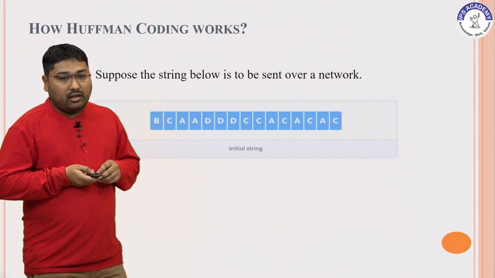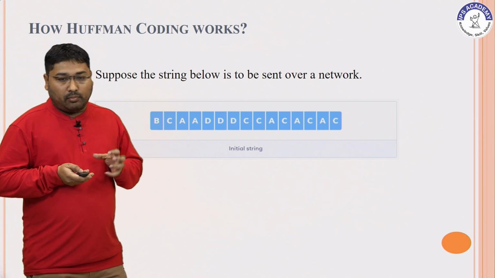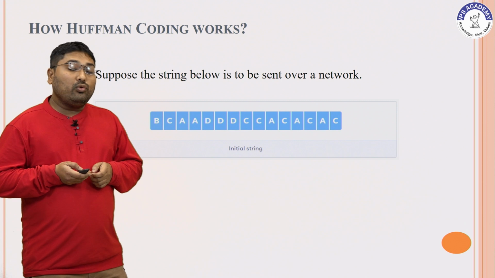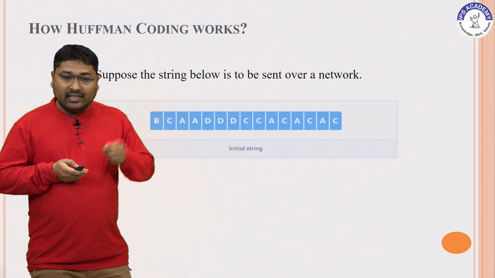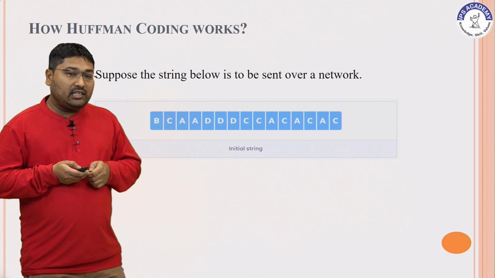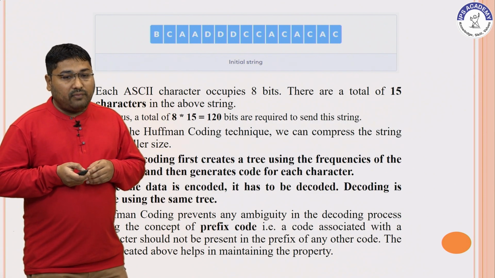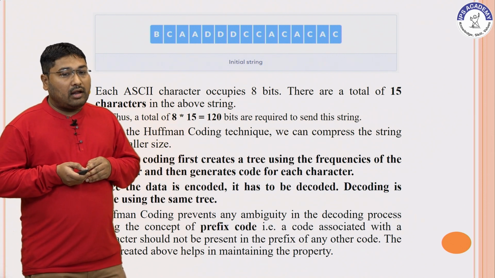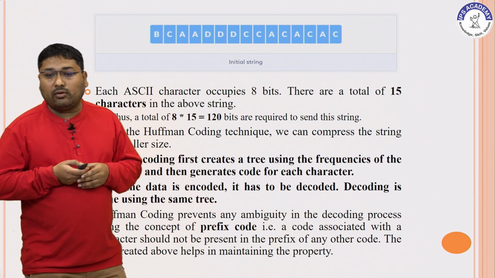This is a message containing 4 characters: A, B, C, D. This is a very small message. If we are transferring it over the network and we use ASCII encoding, we know that ASCII encoding uses 8 bits for each character. The total number of characters is 15. Each character takes 8 bits, so the total number of bits transferred on the network is 8 into 15, which means 120 bits are required to send this string.